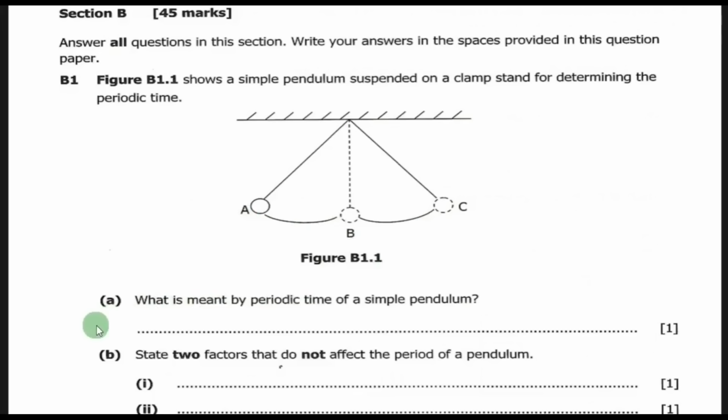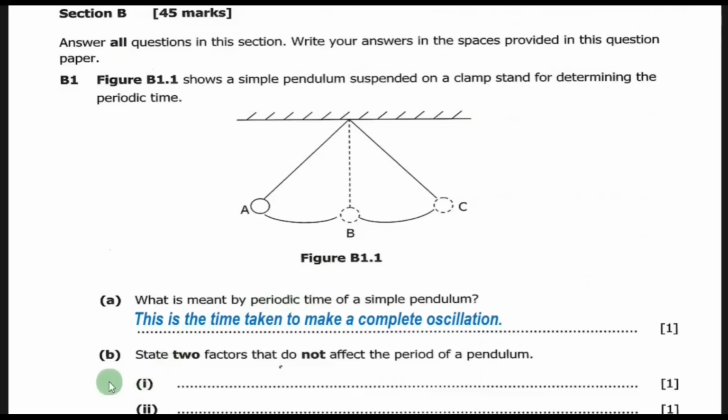Then A, they are asking what is meant by periodic time of a simple pendulum. This is the time taken to make a complete oscillation. So what is a complete oscillation? It's a full swing. When this swings from A to C and back to A, that is what we call an oscillation. And the time it takes to oscillate to C and back to A is what we call periodic time, or time period as we know it.